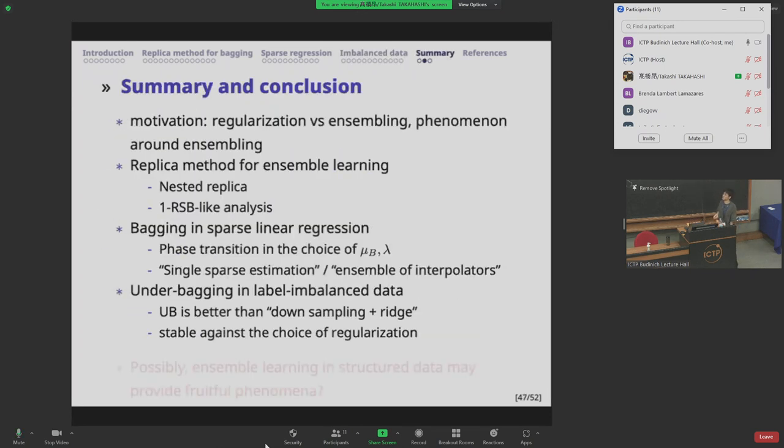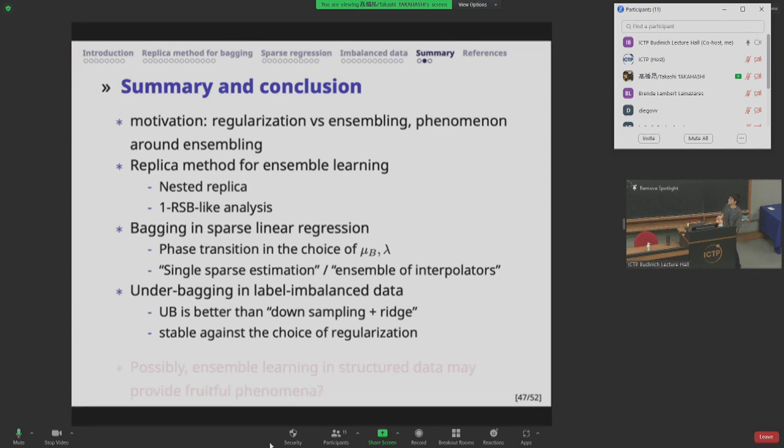Okay, this is a summary of this talk. The motivation is that we want to know the difference between the L2 or L1 regularization and the undersampling, and the interesting phenomena around the undersampling method. And we can introduce the bagging method for ensemble learning, and this analysis can be easily made by using the one-step RSB-like analysis. And we treated two applications, and in the simple case, the generalization error cannot be improved, but there is a phase transition which may be interesting.